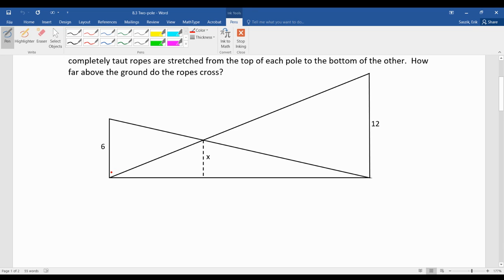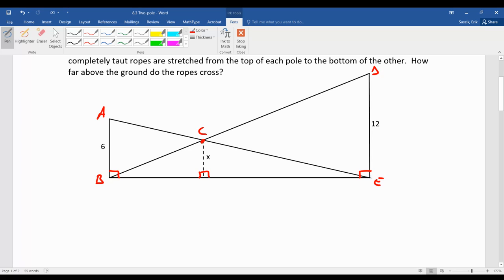So we know that we have a right angle here, we have a right angle here, and these two ropes are pulled completely tight, and they intersect here, and clearly this is perpendicular as well. How far above the ground are the ropes intersecting? Let's go ahead and call this A, B, C, D, E.